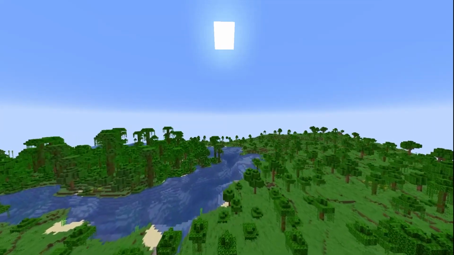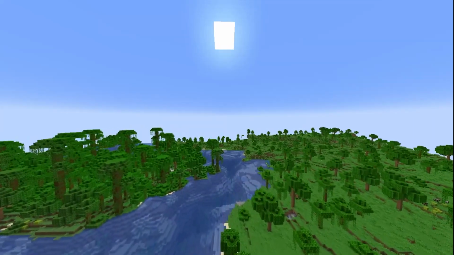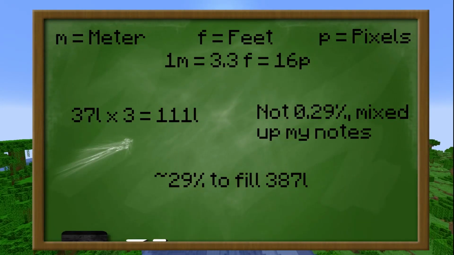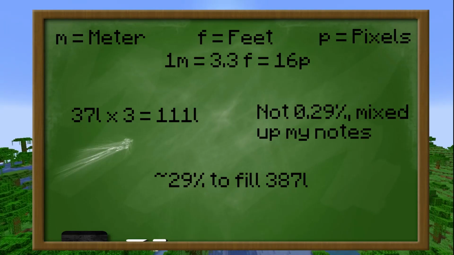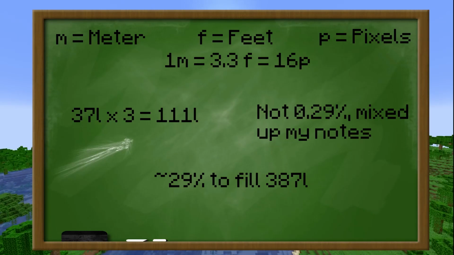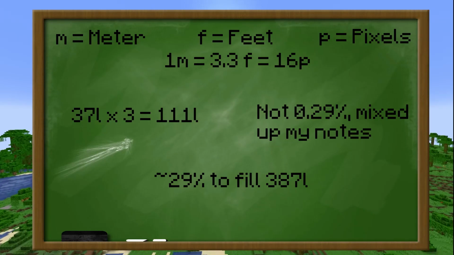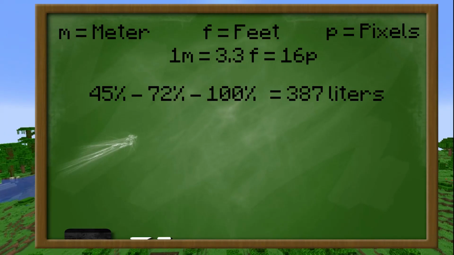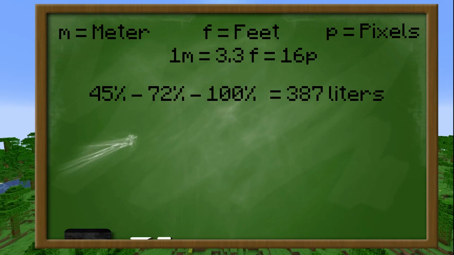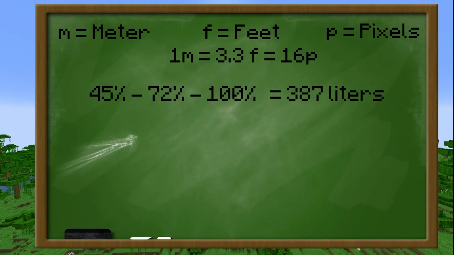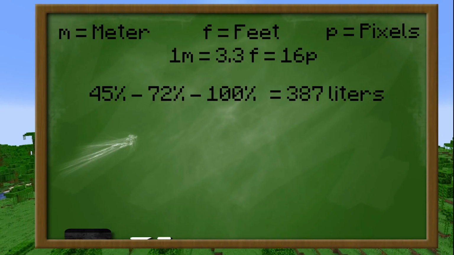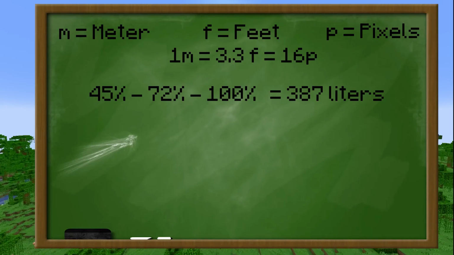This again raises another question I have. 37 liters times 3 equals 111 liters. 3 bottles of 37 liters should only fill around 0.29% of the cauldron. Not fill 387 liters of it. And again, now 3 bottles of water has more water than a bucket of water. 111 liters to 98 liters.